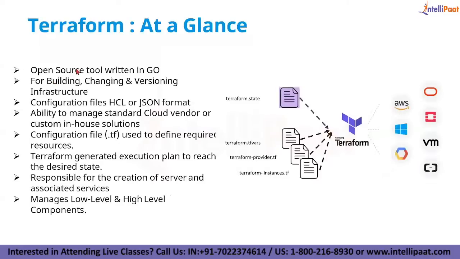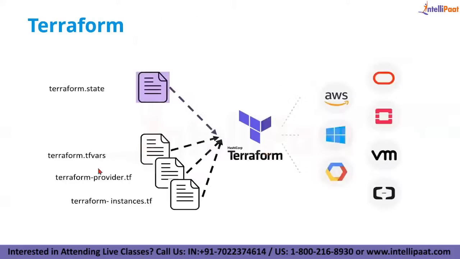We know Terraform is written in the Go language. We know it can change, it can build, and it can look into the versioning of the infrastructure. This is basically what I was referring to: configuration files, which are written in HashiCorp Configuration Language, or you can use a JSON format as well. So whatever you are writing, the extension should be changed to .tf.json.